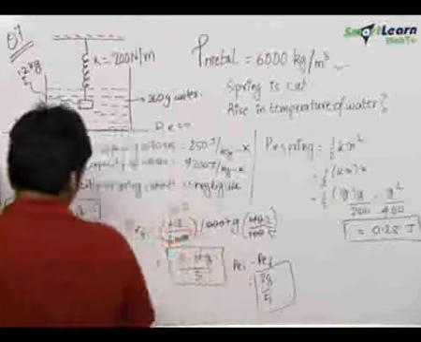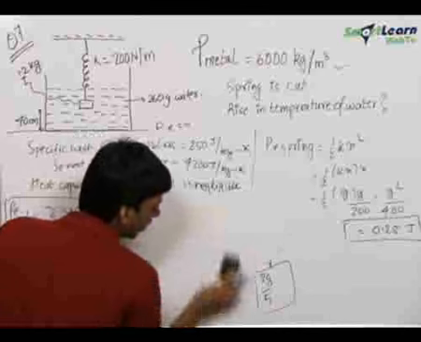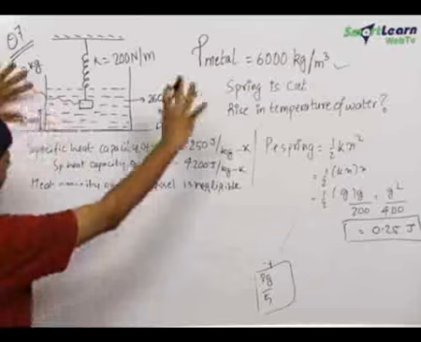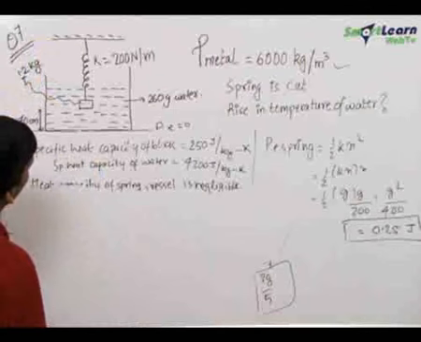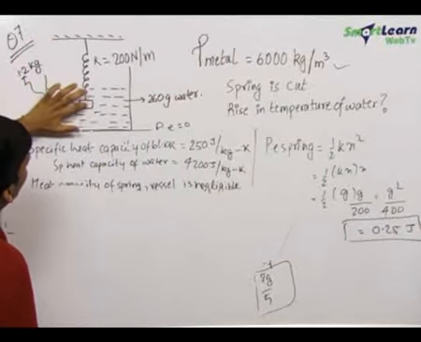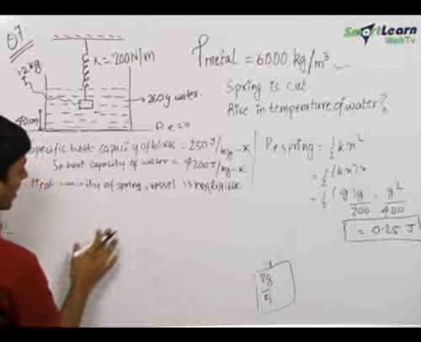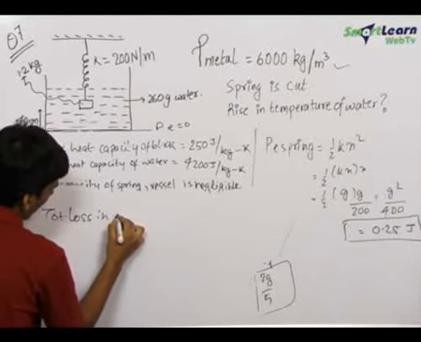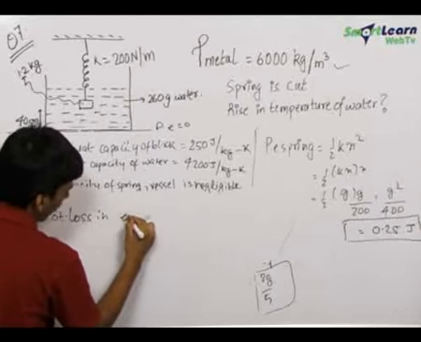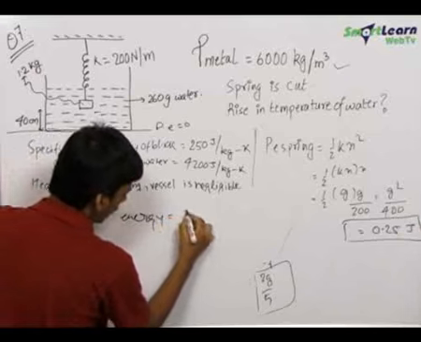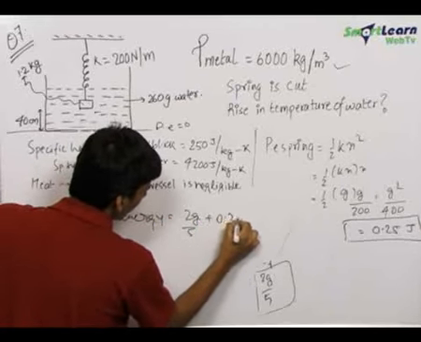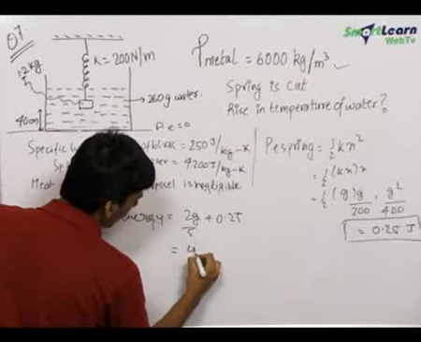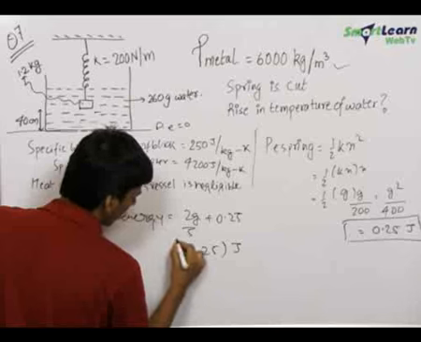Now we can find out the total loss in energy. So we can analyze the full picture now. This spring loses some potential energy. The system of block and water also loses some potential energy. So the total loss in energy is equal to 2 g upon 5 plus 0.25 joules. Therefore, this comes out to be equal to 4.25 joules.